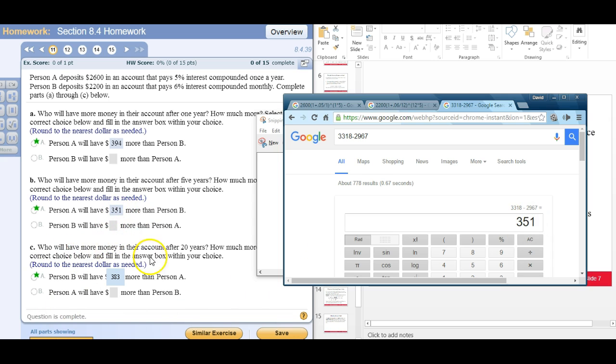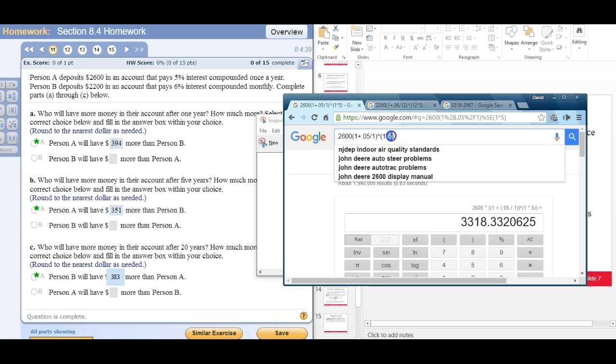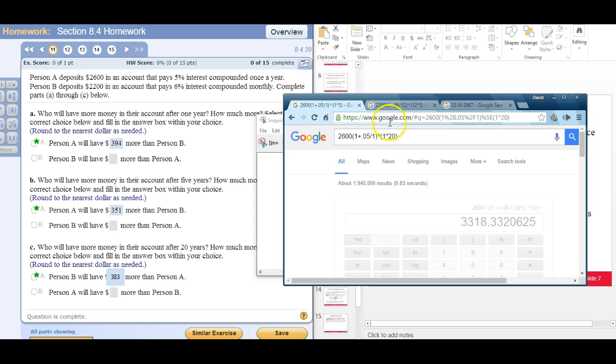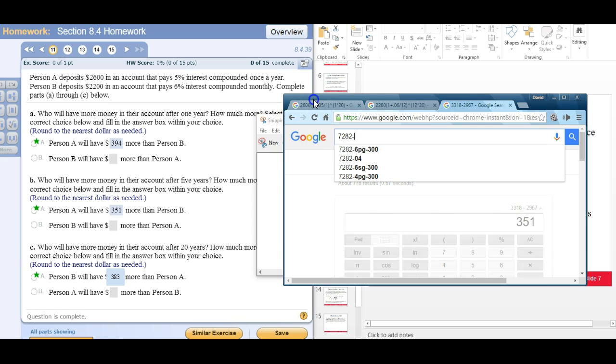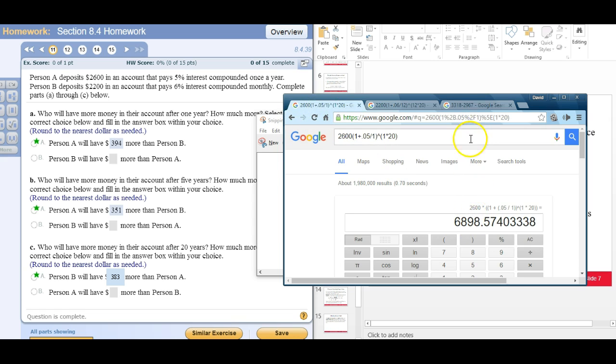Alright, and then they want to know after 20 years. So now that I've changed, this is person A, this is person B. Now all I have to do is just change the time to 20 for both of these. Alright, so person B, 7282. Person A, 6898. So person B has 7282 minus person A, who now has the least, 6899.